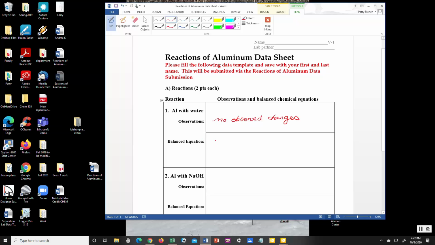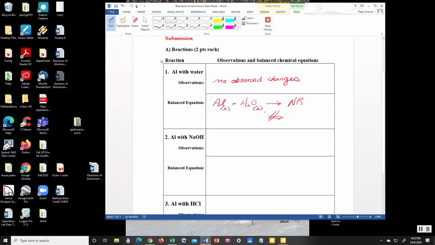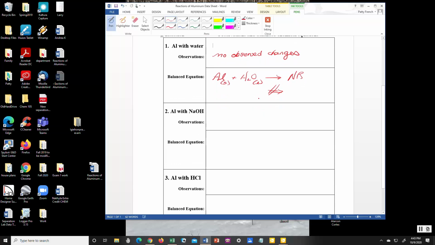And so the balanced equation was simply aluminum plus water, no reaction. Okay, so that was an easy one. When we added aluminum and sodium hydroxide, this was similar to what we did in the hood for the actual experiment, aluminum and potassium hydroxide. Both of these are strong bases, potassium hydroxide and sodium hydroxide, and so they react the same way.